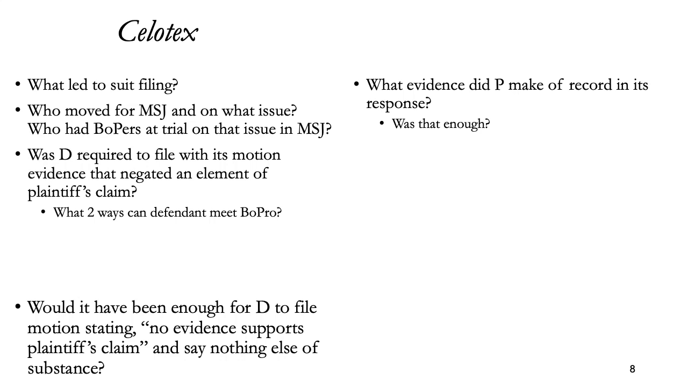In other words, if I show there's no evidence of one element of a claim, it doesn't matter if you have lots of evidence of all of the other elements. You've got to have some evidence of every element. So if I show there's no evidence of one, nothing else matters, because you lose if you're the plaintiff.